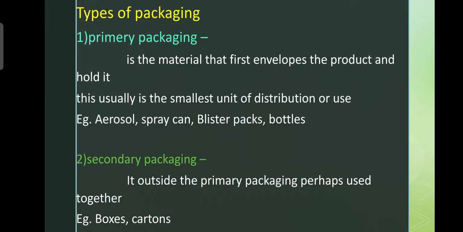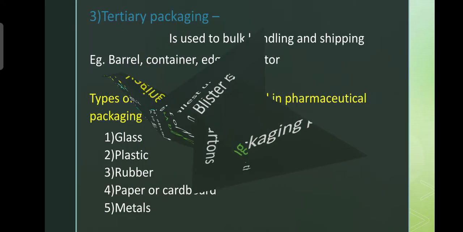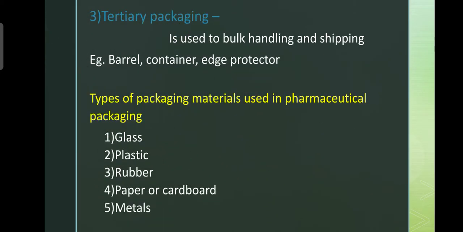Types of packaging. The first one is primary packaging, the material that first envelops the product and holds it. This is usually the smallest unit of distribution or use. For example, aerosol, spray can, plaster packs, bottles. Secondary packaging is outside the primary packaging, perhaps used to group them together. For example, boxes, cartons. Tertiary packaging is used for bulk handling and shipping. For example, barrel, container, edge protector.